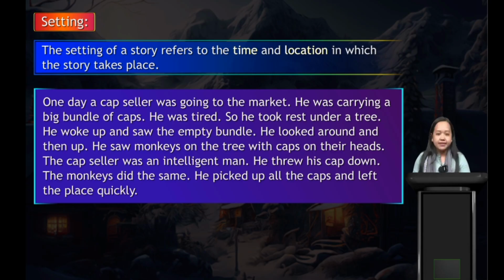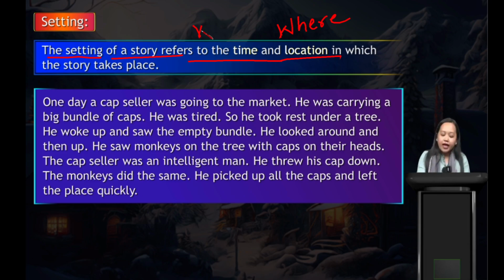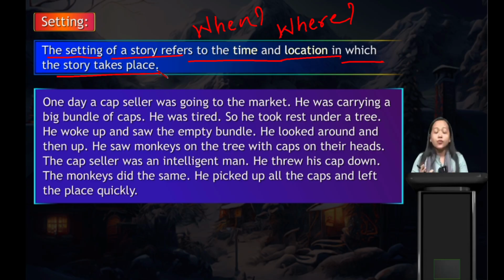Next, what will we discuss? Setting. Now, what is setting? It's written: the setting of a story refers to the time, at what time it happened, and then the location, where it happened. Where and when it happened. So this is what? Setting, in which the story takes place, where the story happens.